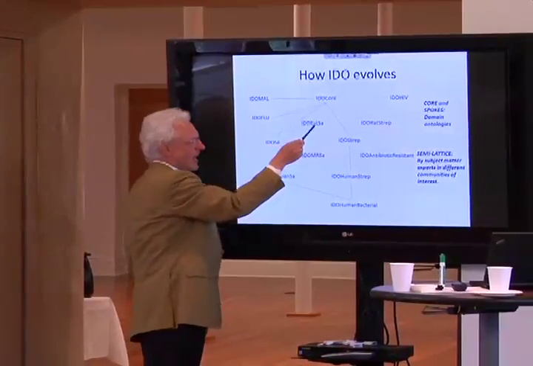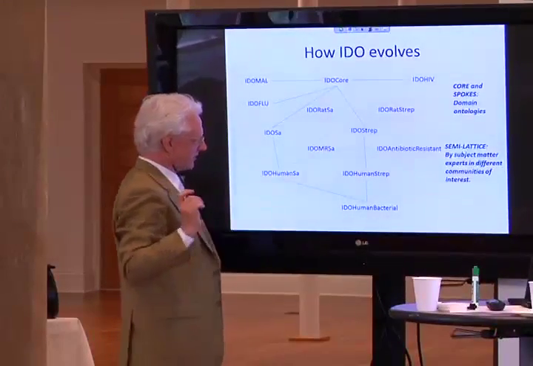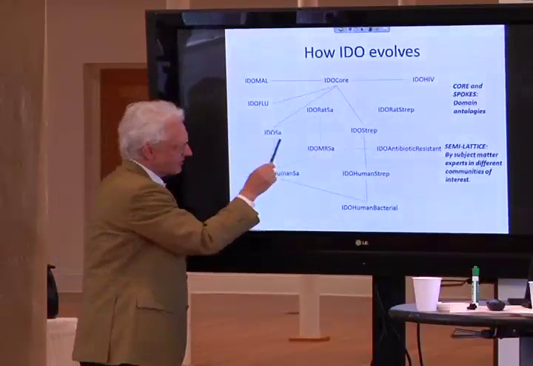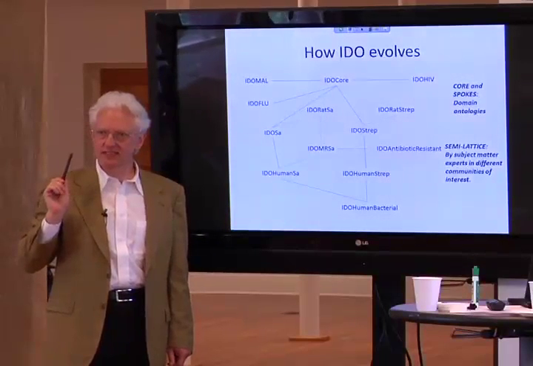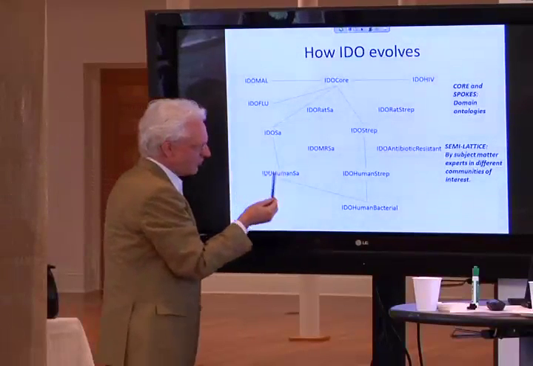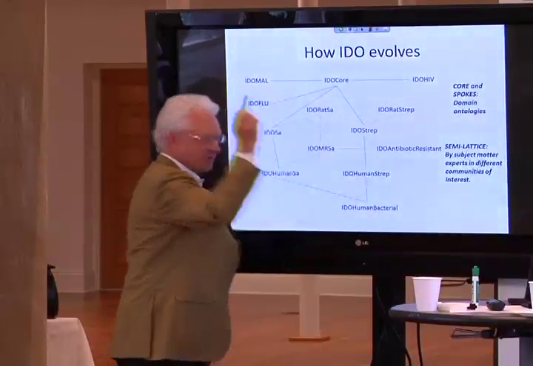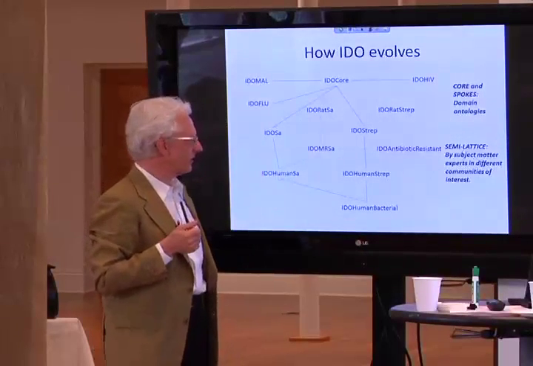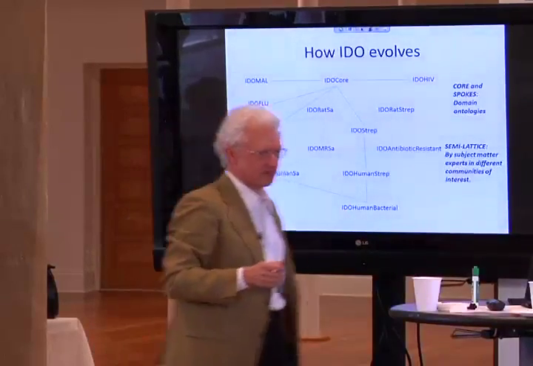And then we have the IDO rat Staph aureus ontology. We have the IDO methicillin-resistant Staph aureus ontology. And we have the IDO human Staph aureus ontology, which extends the IDO Staph aureus ontology in something like the way that the IDO rat Staph aureus ontology extends the IDO Staph aureus ontology. And the IDO human Staph aureus ontology is also an extension of the IDO human bacterial infectious disease ontology, because Staph aureus is a bacterium. And similarly, the human strep ontology extends human bacterial.